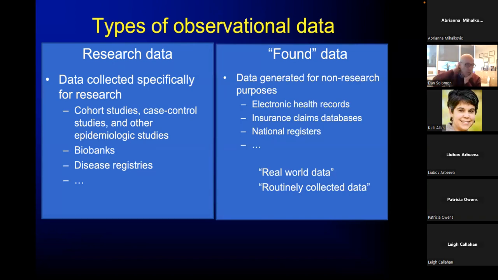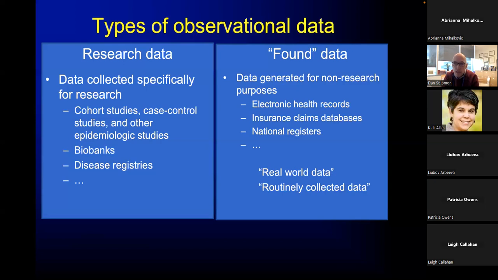But there's also this other type of data that many of us like to use, and I'm going to call it found data: data generated for non-research purposes from electronic health records, insurance claims databases, people call them administrative data, or sometimes national registers, cancer registries, death registries, etc. The pharma companies have called these RWD, real world data. They're just the data that many of us have been studying for decades, or routinely collected data.